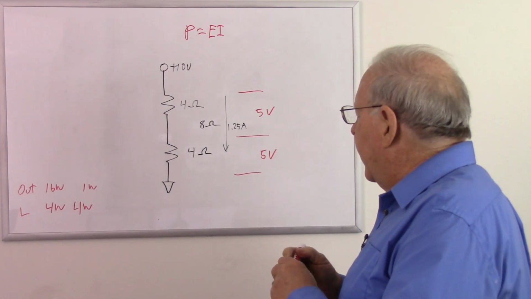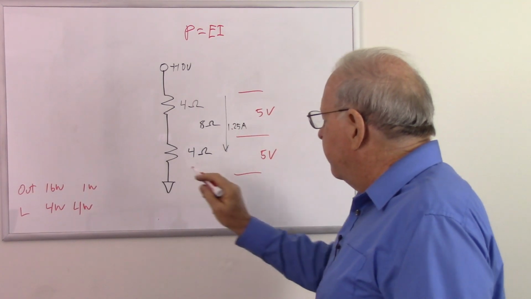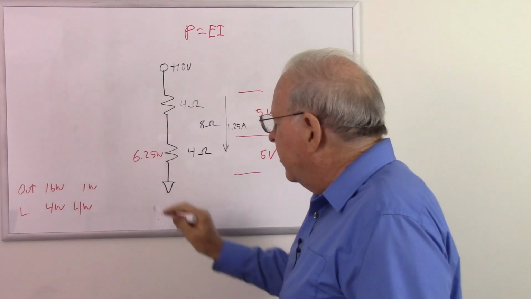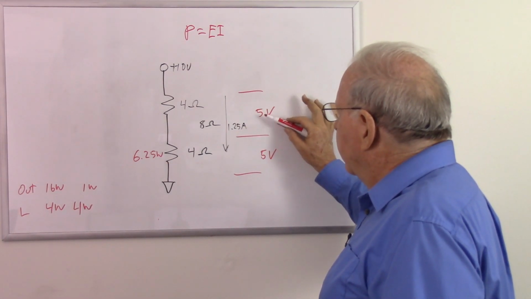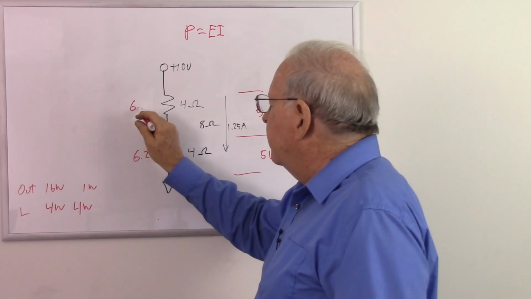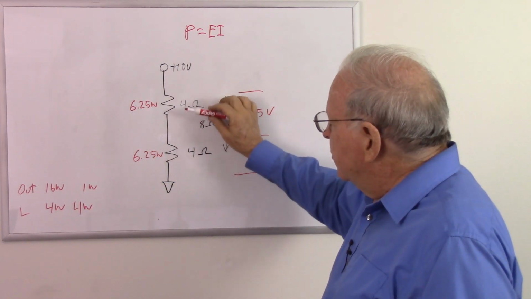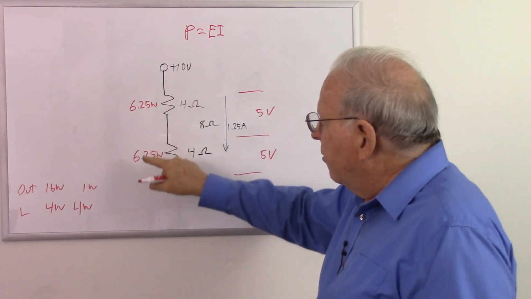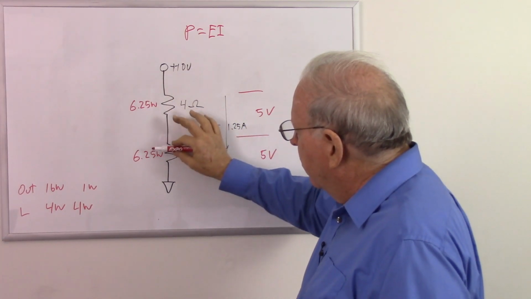So let's take a look at our power now. We have 1.25 amps times 5 volts. That gives us 6.25 watts. And 1.25 amps across 5 volts, well, it's going to be the same, 6.25 watts. So now with the impedances matched, with the output impedance matching the load impedance, we get the same power across each one. It looks a little inefficient because we'd like to get less power here and more power there.